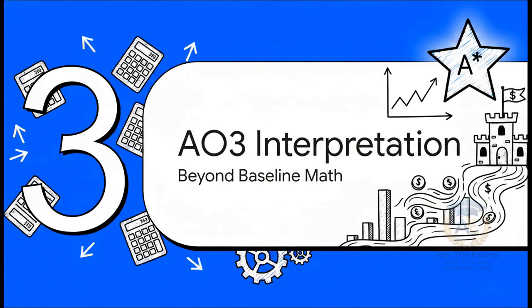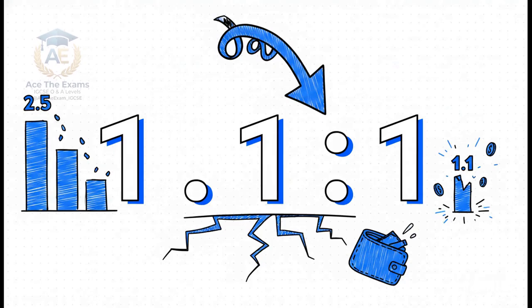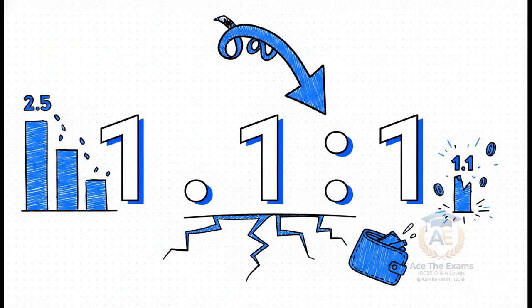All right, jumping straight into Section 3, AO3, Interpretation and Evaluation. Calculating the numbers correctly is just the baseline. Honestly, it just gets you a B or a C. Interpreting what those numbers actually mean out in the real world is what defines an A-star response.